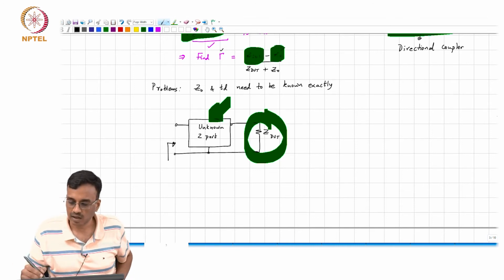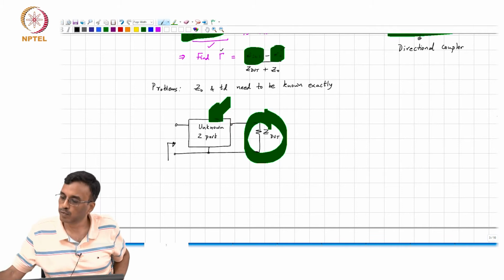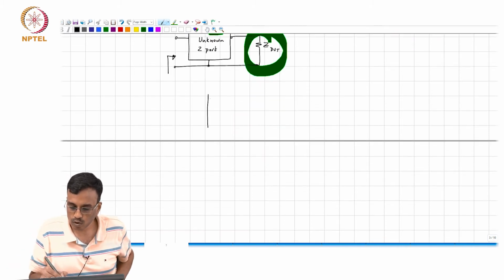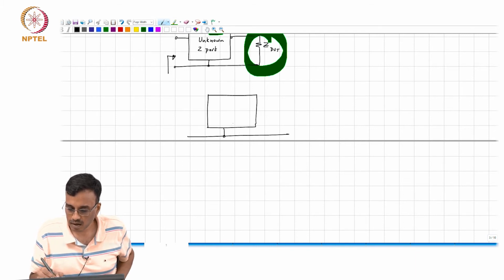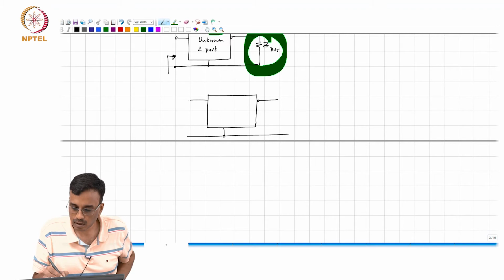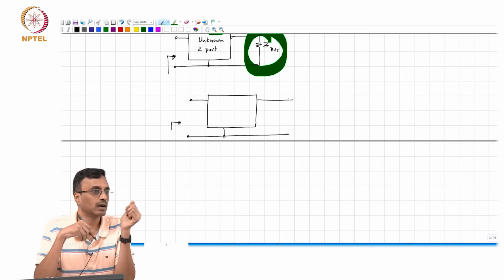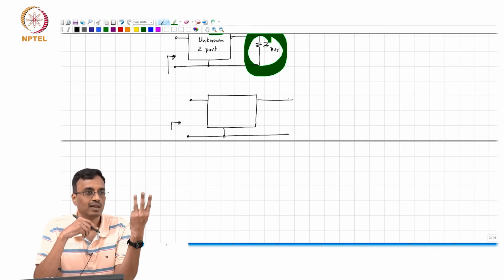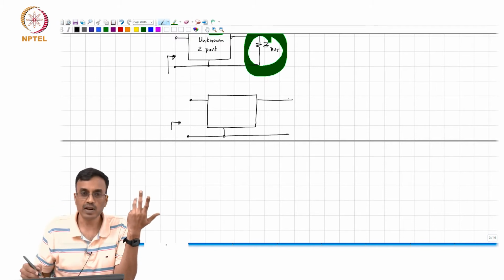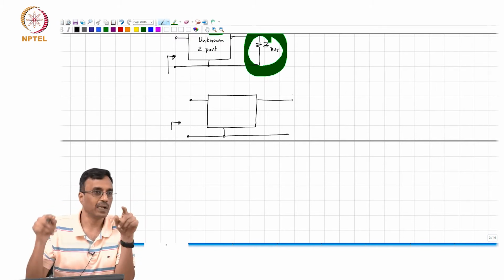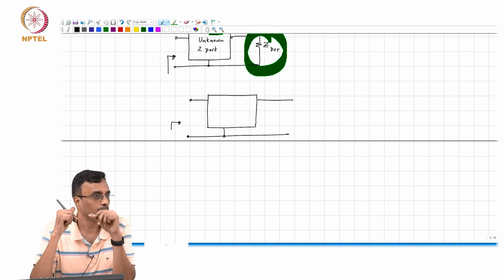So, therefore, before measurement, what do you do? You terminate this 2 port with, instead of Z dot, you put in how many impedances? We need to find 3 unknowns, guys. We need 3 equations. So, you basically put in 3 test impedances there, okay.